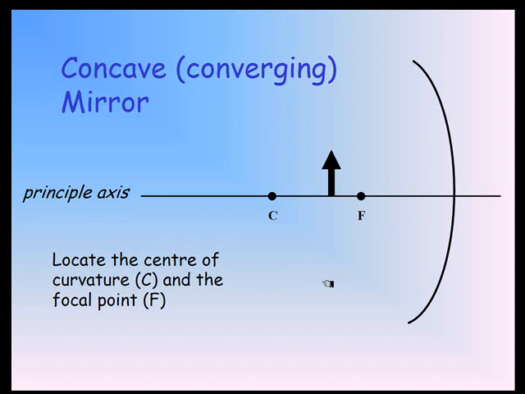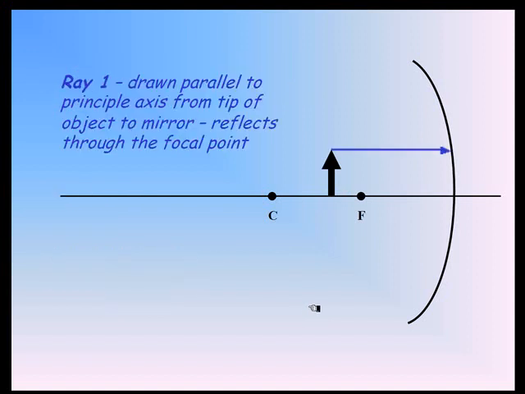Now, here's our object, and it's a certain height. It has a height HO for height of the object. And of course, in order to find out where the image is, we do three lines. We really only need two, but it makes a better diagram with three. So the first line is we draw parallel to the principal axis from the tip of the object to the mirror. It always reflects through the focal point. So there's our first ray, and we'll join all these three rays up after.